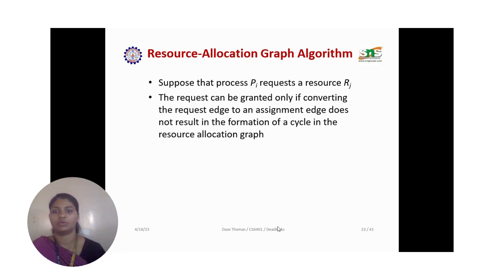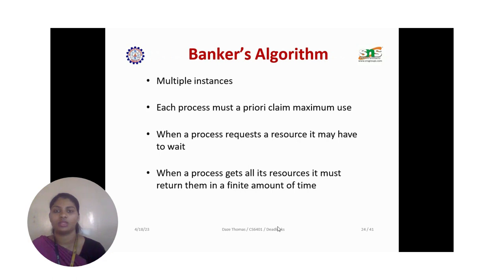Now the resource allocation graph algorithm. Suppose that process Pi requests a resource Rj. The request can be granted only if converting the request edge to an assignment edge does not result in the formation of a cycle in the resource allocation graph. Next, we'll see Banker's algorithm. This is used when there are multiple instances.